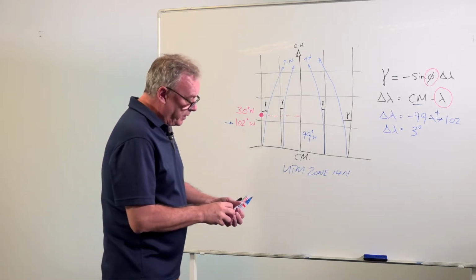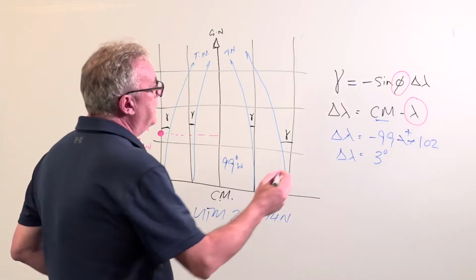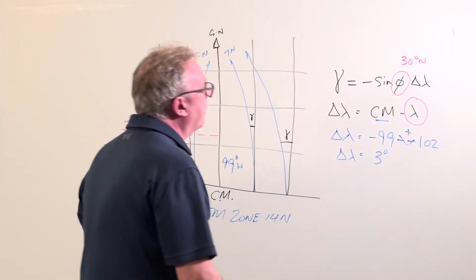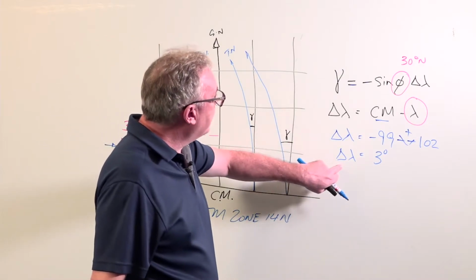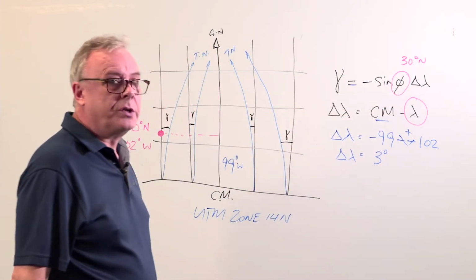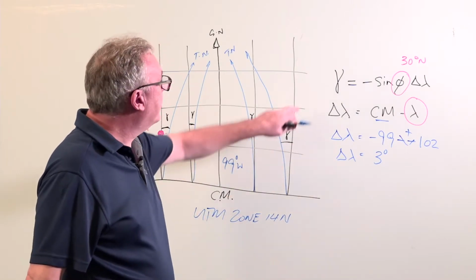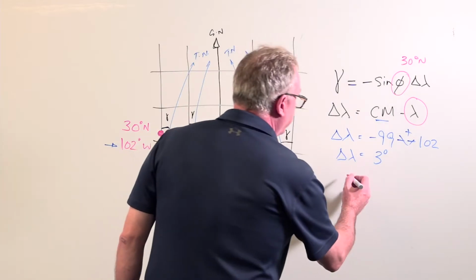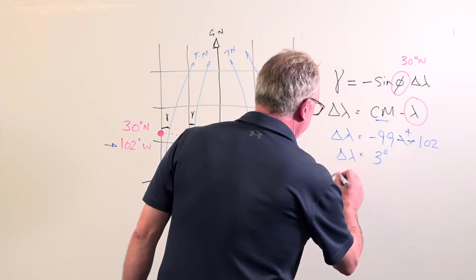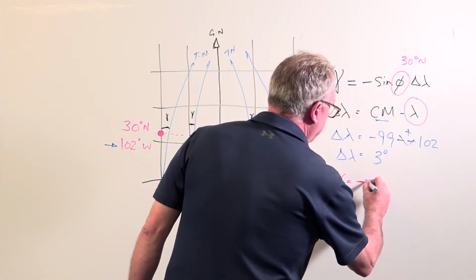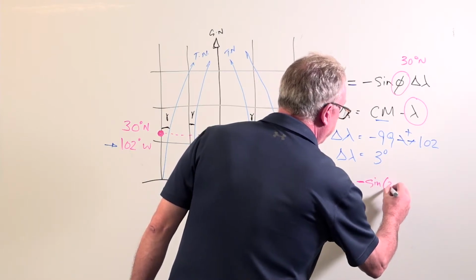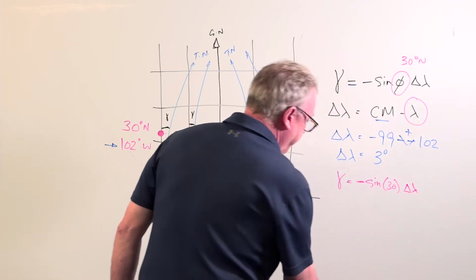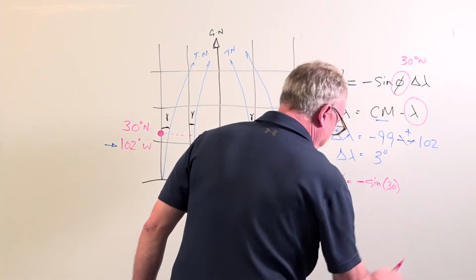Now, the second thing that I know in terms of my position is that my latitude is given as 30 degrees north. So I can now input delta lambda and also my latitude into the top expression here to calculate a number for the grid convergence. So in this particular case, my grid convergence is going to equal minus the sine of 30 degrees multiplied by my delta lambda, which is going to be 3 degrees.